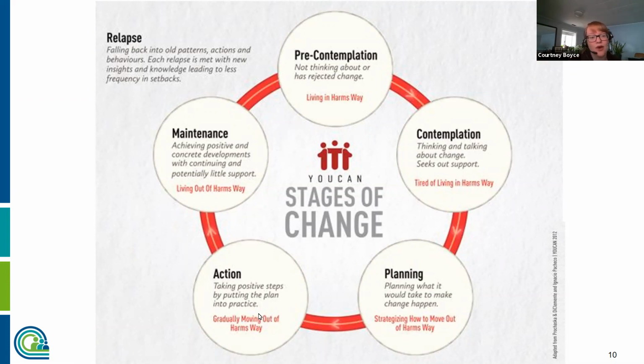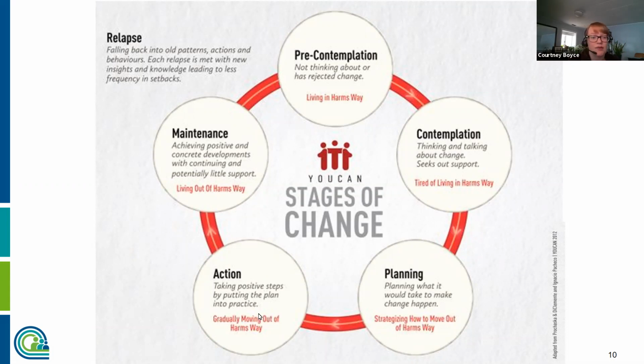So relapse is falling back into those old patterns of behavior. That might be for somebody, they've engaged in sexual activity without a condom. They might not be wearing a seatbelt. They might be drinking and driving. They might be sharing needles, any one of those different aspects of harm reduction.